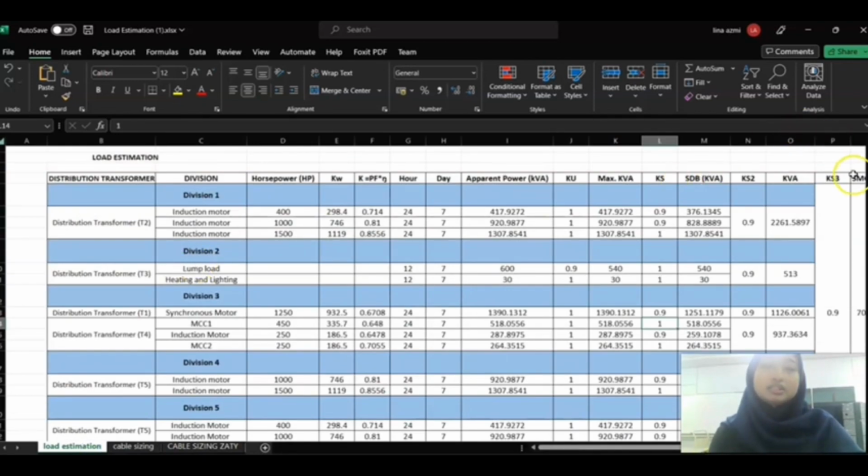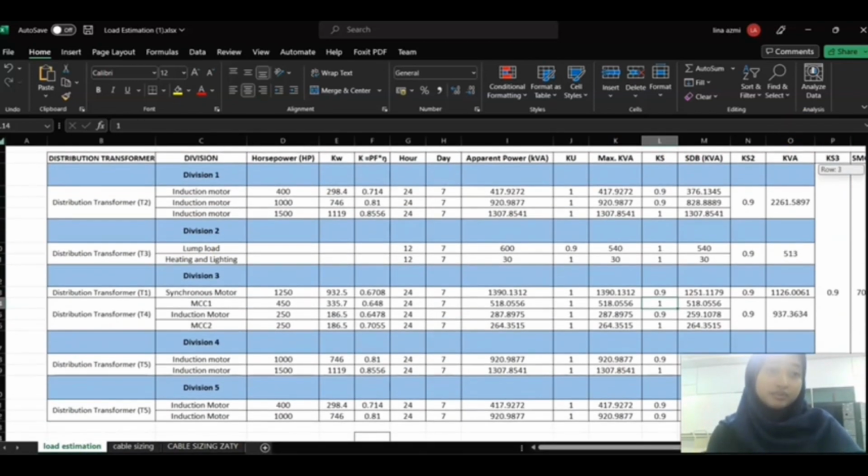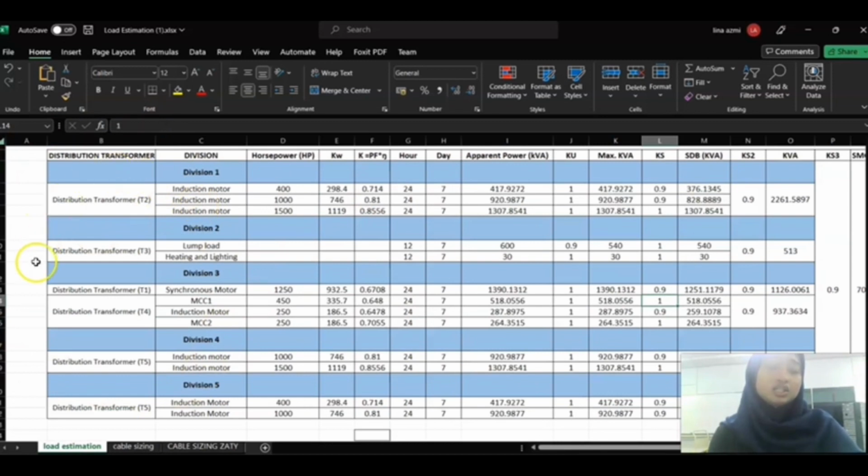Next is the power demand of estimation load. So here, you can see that this is the distribution transformer from T2, T3, T4, T5. T1 is from the main supply. So for T2, it has the division 1 load, which is the induction motor, and this is the active power that we have calculated earlier. And all the motors here will actually be operated 24 hours a day, every day until the end of the week. And next, we consider the apparent power that we obtained earlier here.